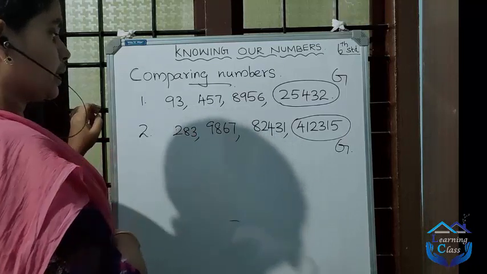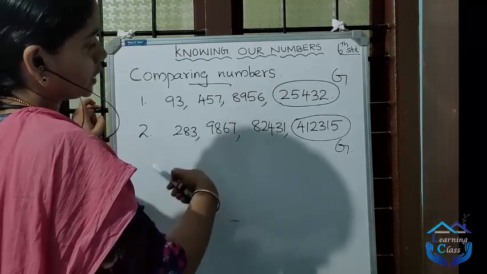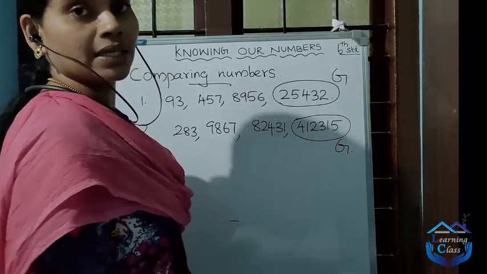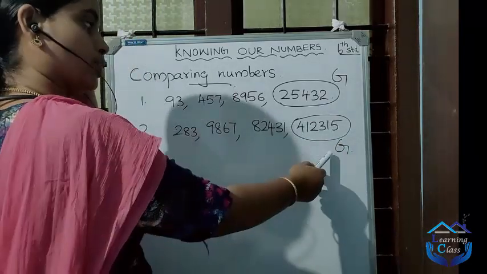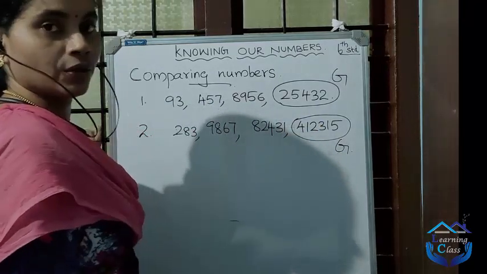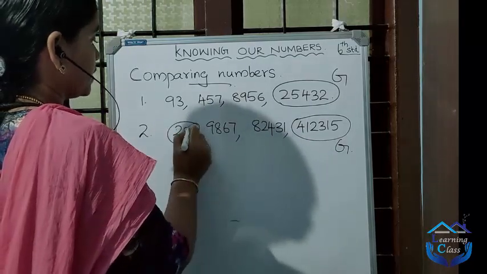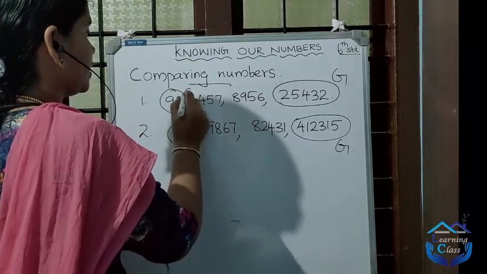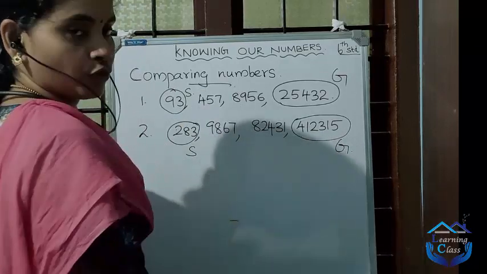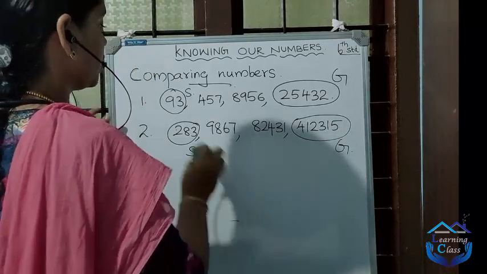Now look at the next set. Here 1, 2, 3. 3 digits are here. 4 digits. Here 5 digits. And here 1, 2, 3, 4, 5, 6. 6 digit numbers are there. So this is the greatest number in the given group. And this is the smallest number. Clear? Here the digits are different, so from there we can easily identify which one is greater and which one is smaller.